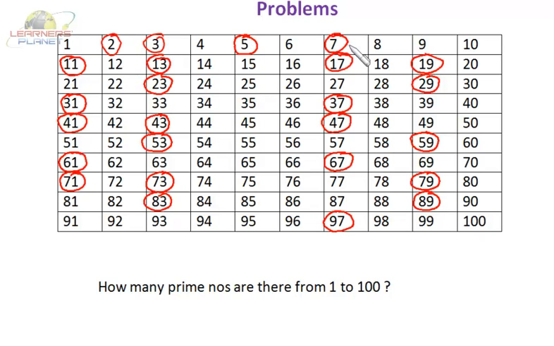1, 2, 3, 4, 5, 6, 7, 8, 9, 10, 11, 12, 13, 14, 15, 16, 17, 18, 19, 20, 21, 22, 23, 24 and 25 prime numbers are there from 1 to 100. You can revise the activity, how we are calculating whether a number is prime or not. Now let's take the next question.